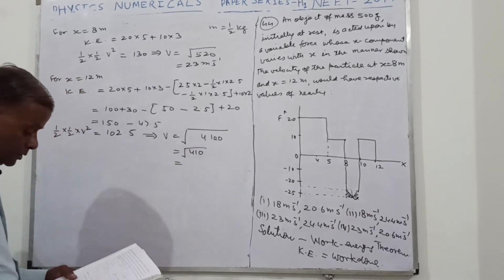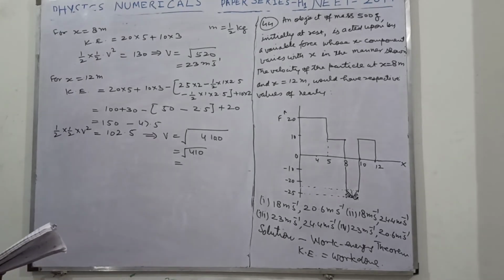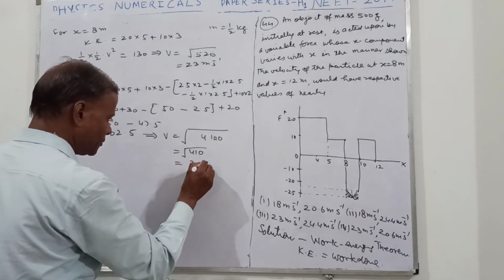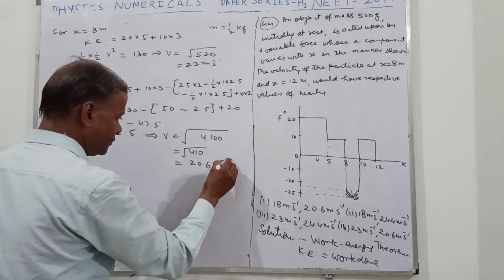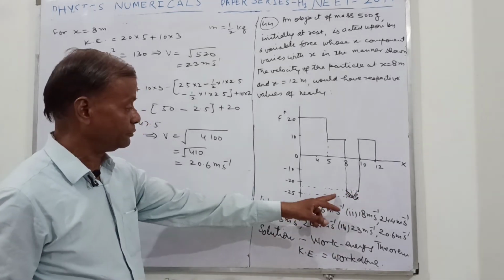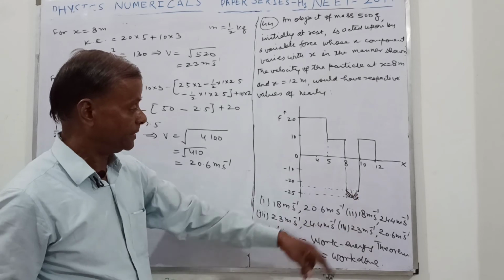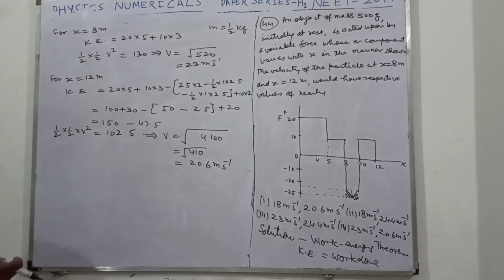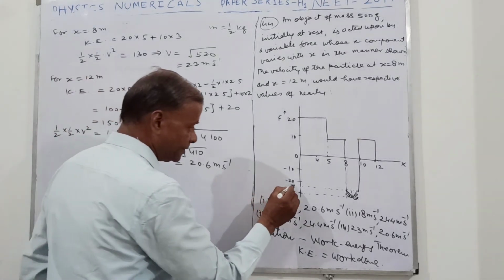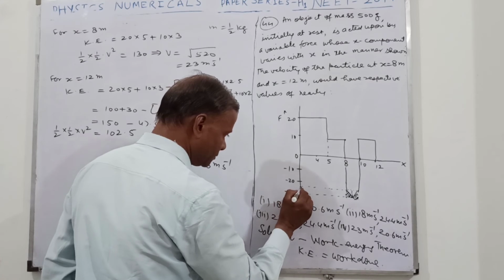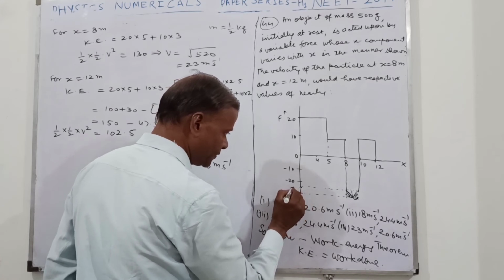So this will be how much? It is approximately your 20.6 meter per second. This part is confusing because you have to think that these are the two parts. So these are the triangular part and this is to be taken 2.5. It means that this distance must be equal to how much? 2.5. This is 22.5.